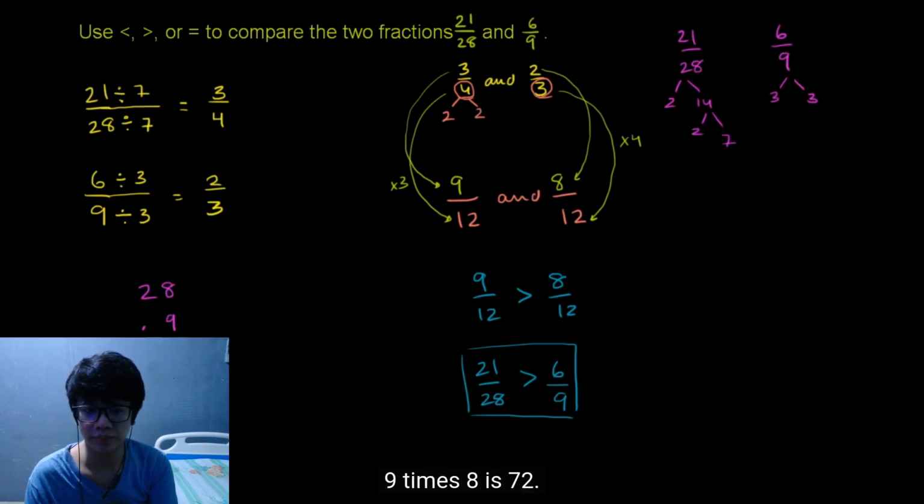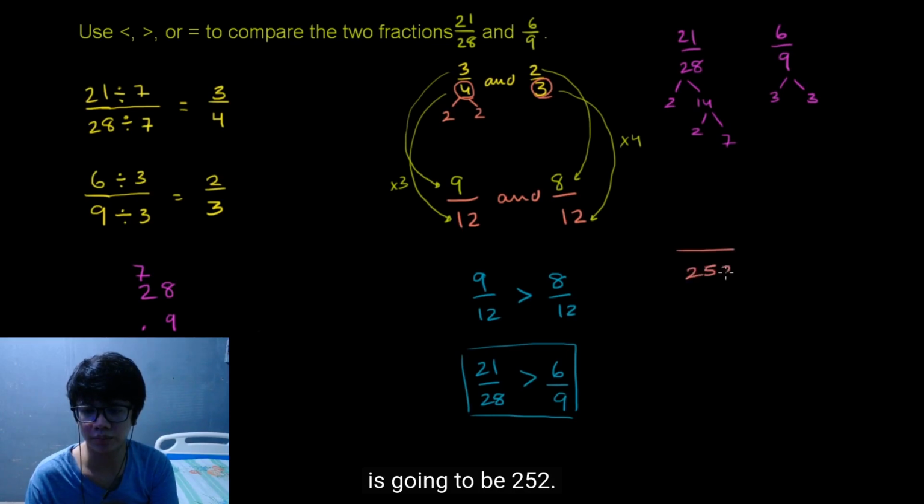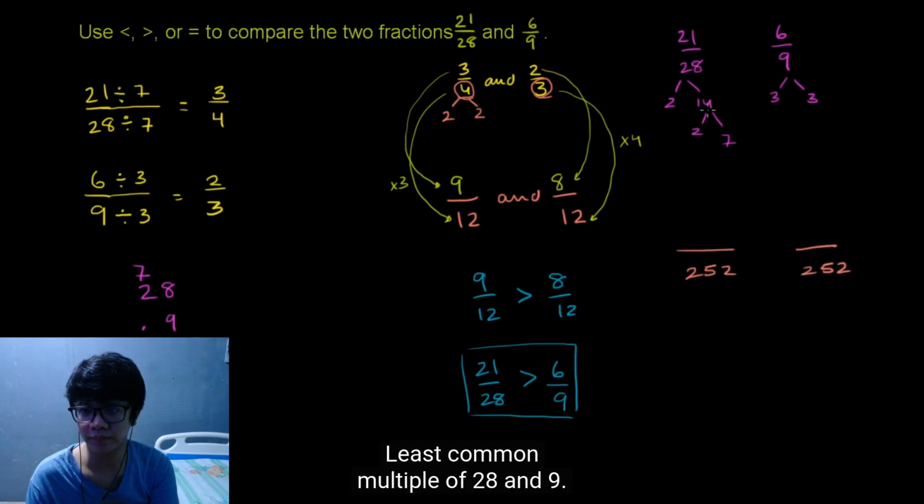9 times 8 is 72. 9 times 2 is 18. 18 plus 7 is 25. So we get 252. So I'm saying the common denominator here is going to be 252, the least common multiple of 28 and 9.